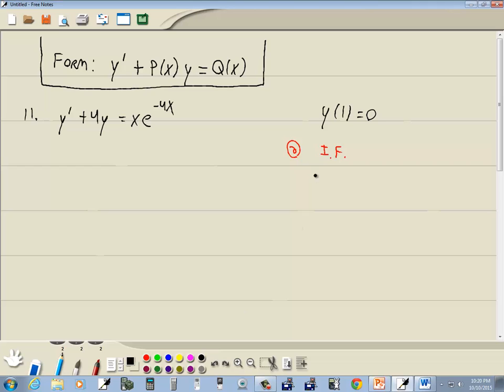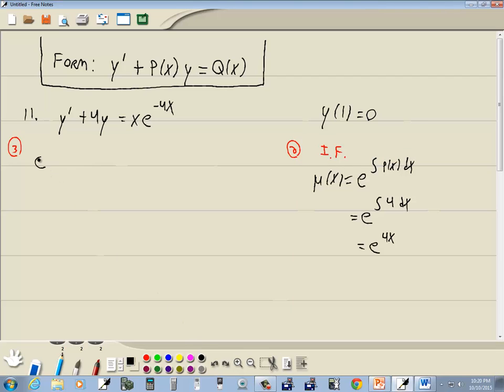So mu of x is going to equal e to the power of the integral of p of x dx. So e to the power of the integral of 4 dx, which gives us e to the 4x. And that's what we're going to multiply by both sides. Step 3.